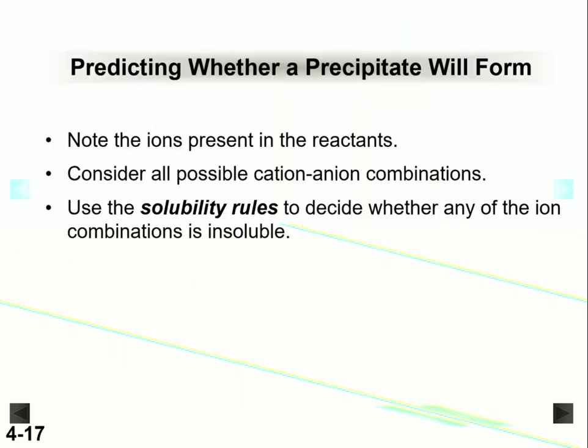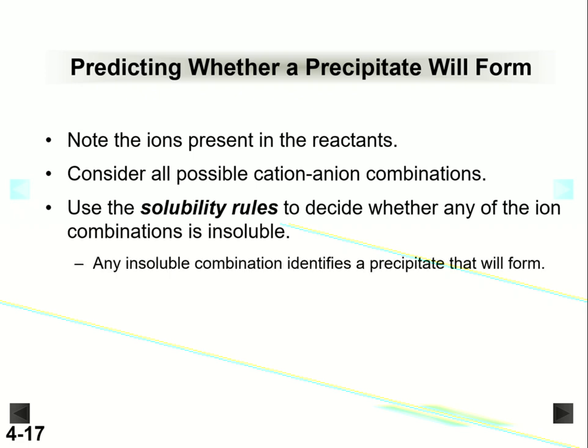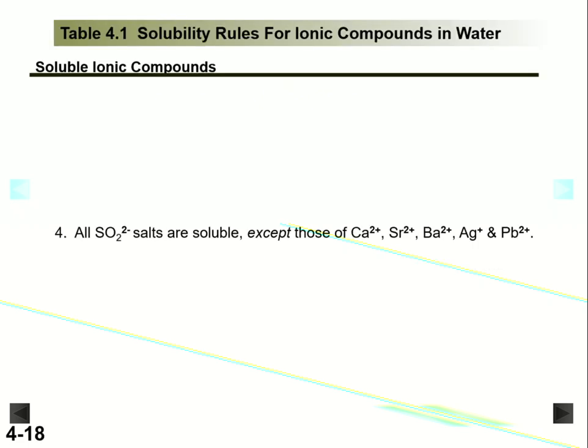So if we want to predict whether a precipitate forms, we look at the ions that are present, and it says here, consider all the possible cation-anion combinations. That's what Silverberg says. It's actually simpler than that. You only have to look at 2, and we'll look at those when we go to the mechanics section. And then we use the solubility rules to decide whether any of those combinations is insoluble. If it's insoluble, a reaction occurs. If they're all soluble, then there's no reaction.